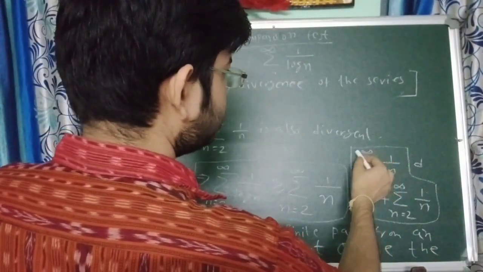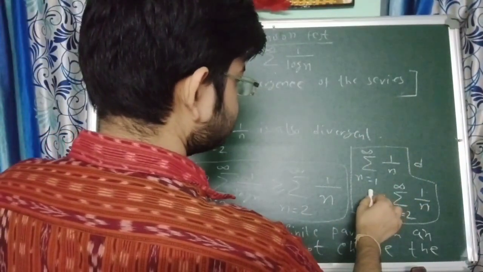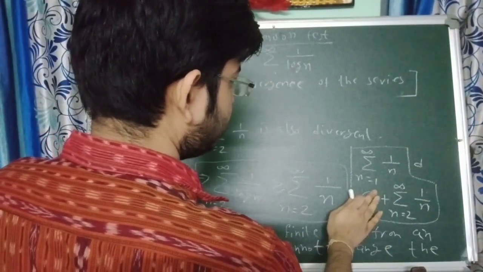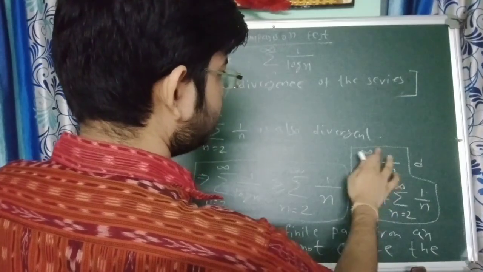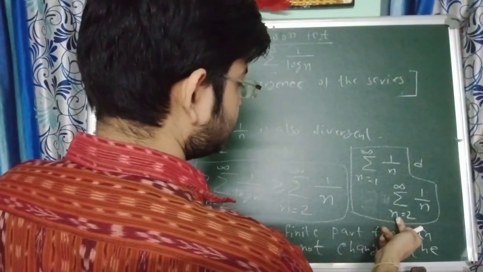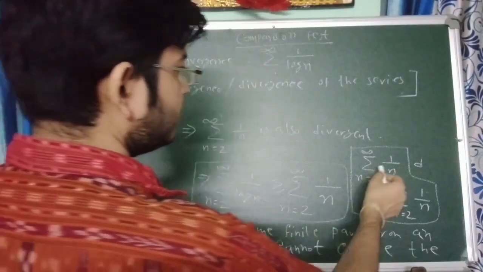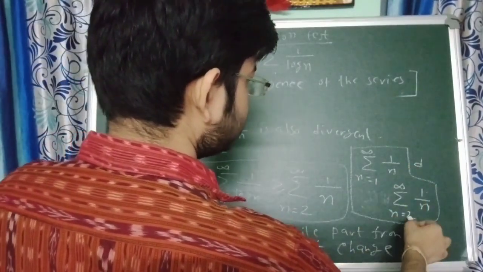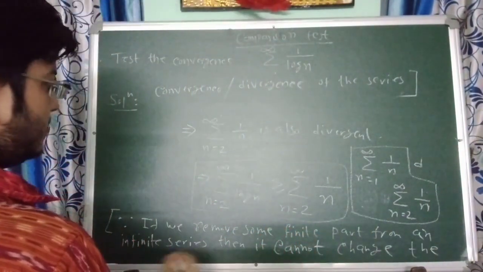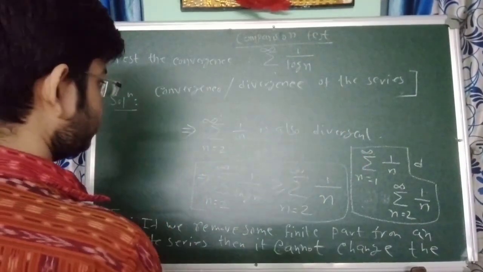Now from the P series we know that this part is divergent and 1 is a finite term. Then if we remove the finite term from the infinite series, the nature of the remaining series, that is summation n equals 2 to infinity 1 by n, also remains the same, that is, it is divergent. So we say that summation n equals 2 to infinity 1 by n is also divergent.